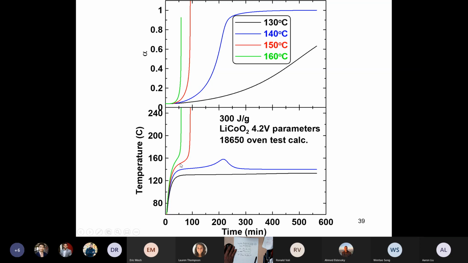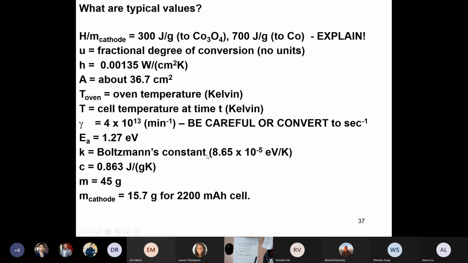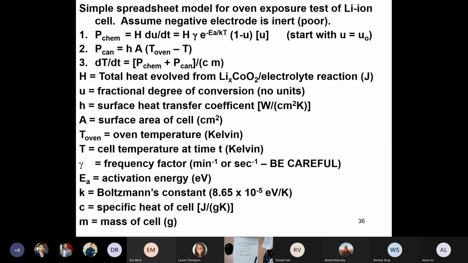If you wanted to simulate that, you just have to change the way that the heat dissipation occurs. Here we're just saying the heat dissipation is very simple. It just depends on the oven temperature and the cell temperature. If you had some more complicated setup, you'd have to change this term, which deals with the heat transfer to the environment.